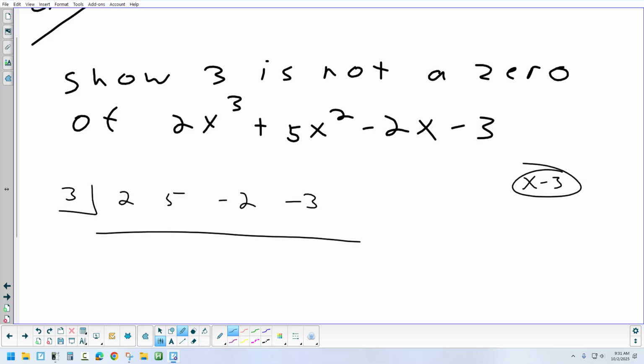Okay, so bring down 2. 3 times 2 is 6. 5 and 6 is 11. Triple it, I get 33. Add that, I get 31. Triple it, I get 93. And I'm done. So I got a remainder of 90, which means that x minus 3 is not a factor. So 3 is not a root. I don't have to deal with any powers. Much simpler arithmetic. Questions on that one?